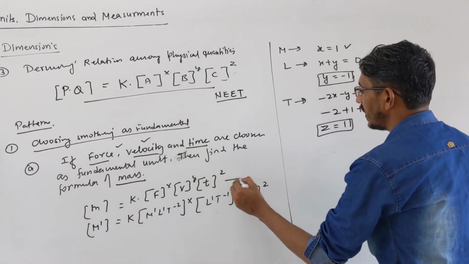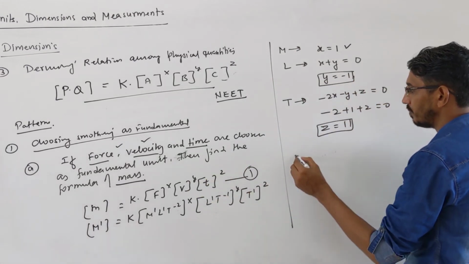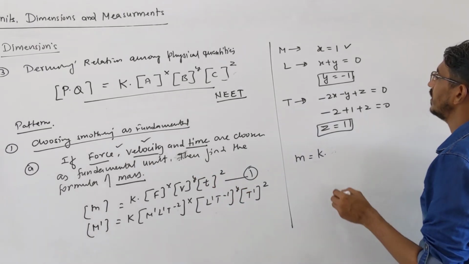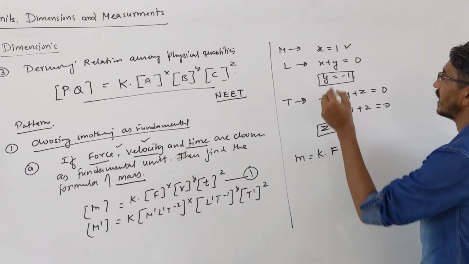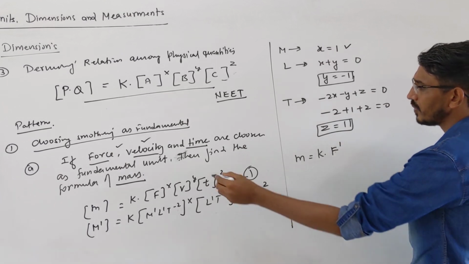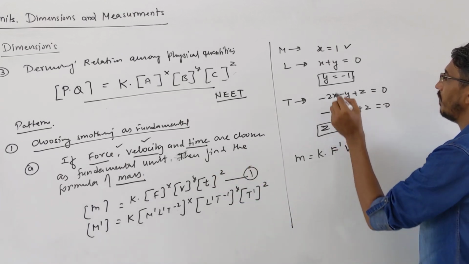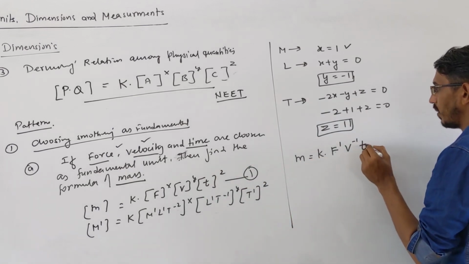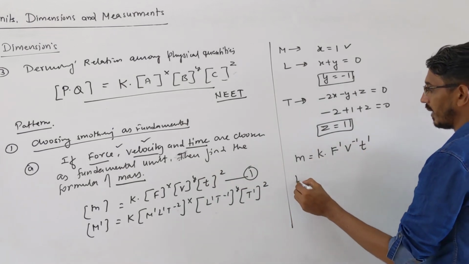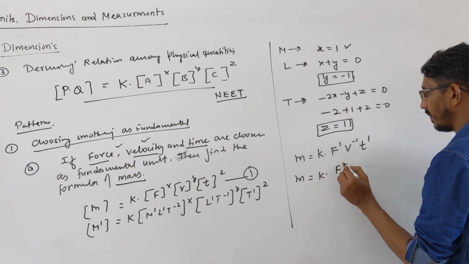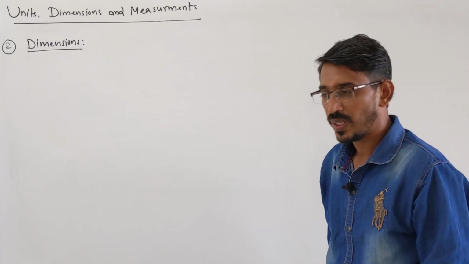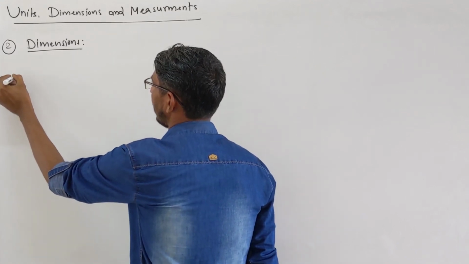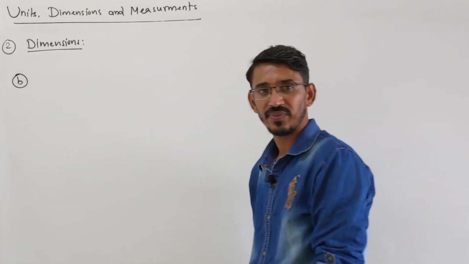Now we have to put all this in this formula again. So mass is equal to some constant k, force power x, where power is 1, velocity power y, y found as minus 1, and time power z, so time power 1. Or you can write m is equal to some constant k, F into t by v. So we are doing one more problem to understand this, how they are asking questions of choosing something as fundamental, right?